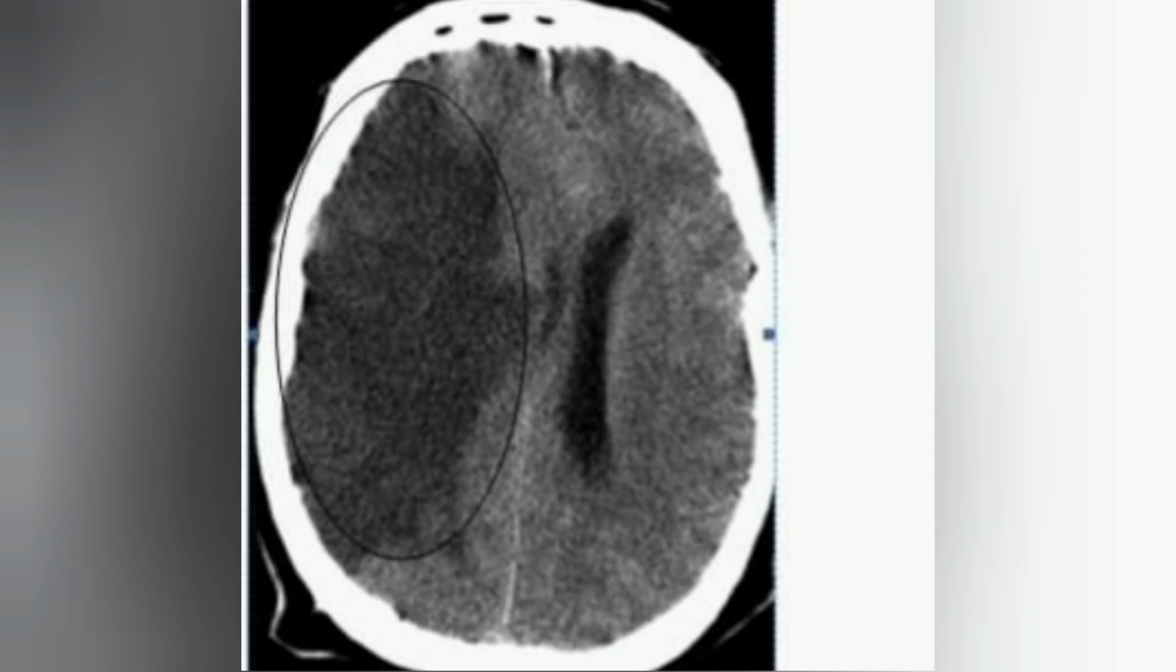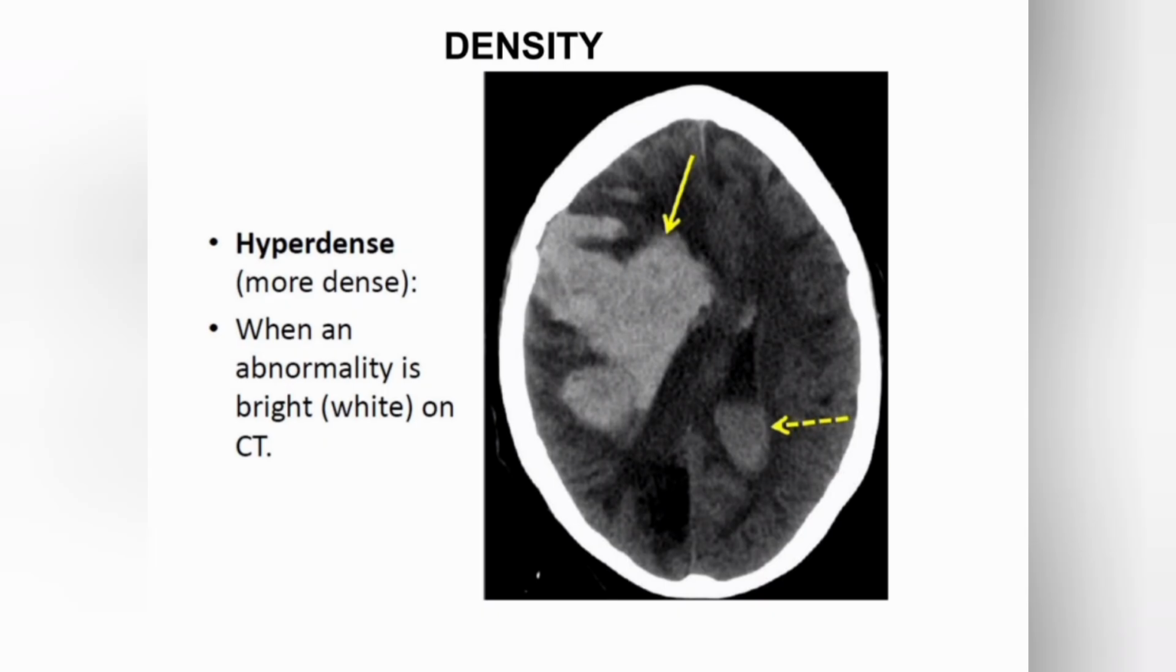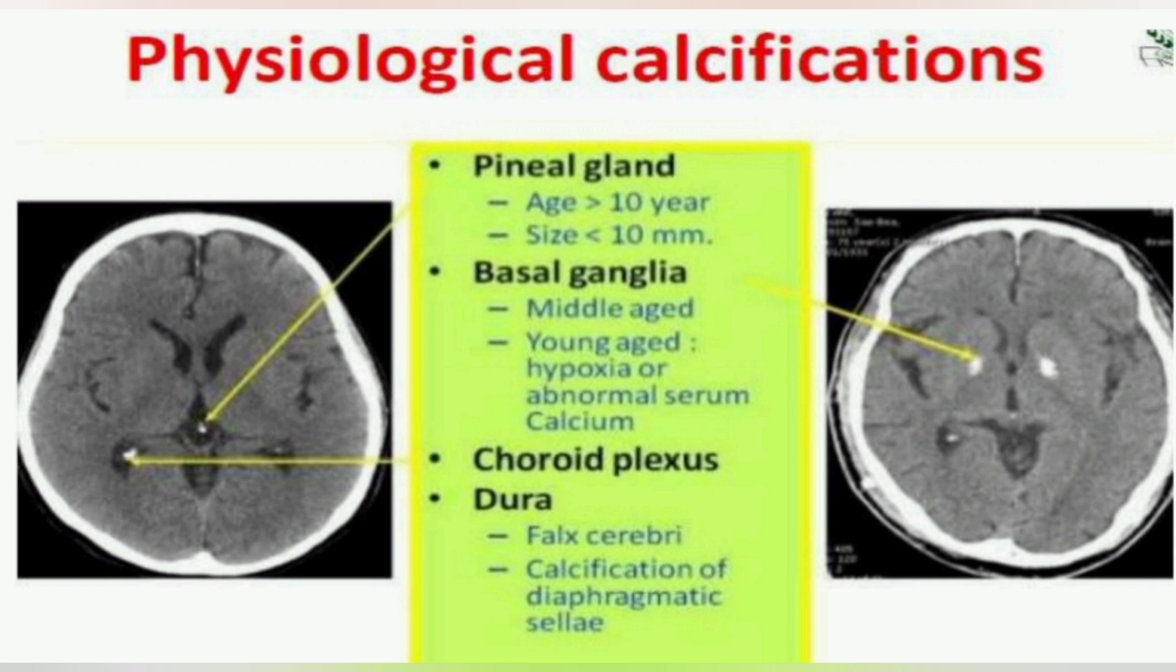Now in this CT scan, on the right side you see there is hypodensity, so it means there is infarction on the right side of the brain, MCA territory. Now you see there is hyperdensity, I mean bright or white, on the right side of the brain, MCA territory, so this is bleed.